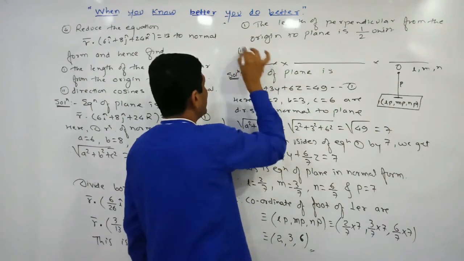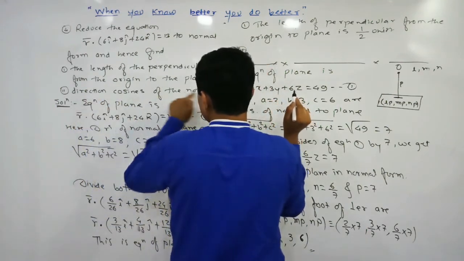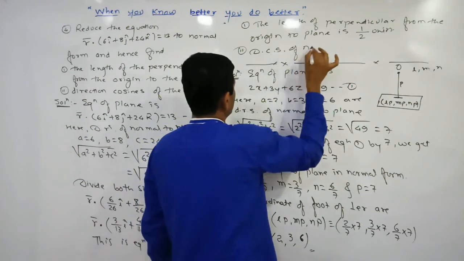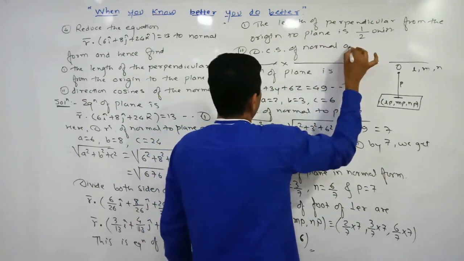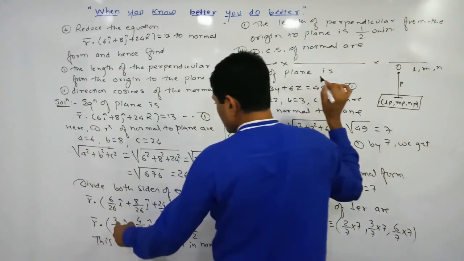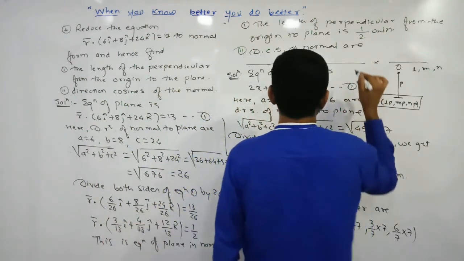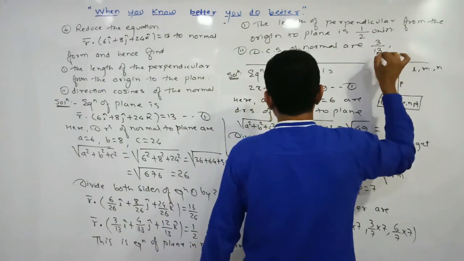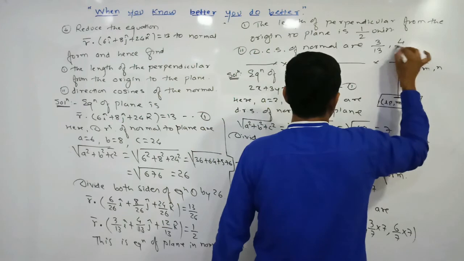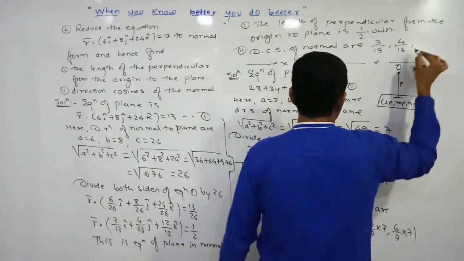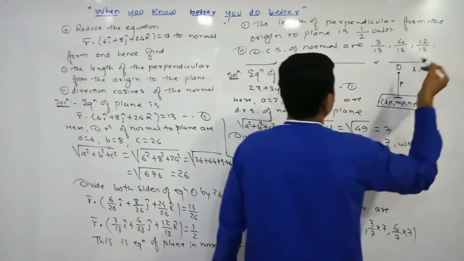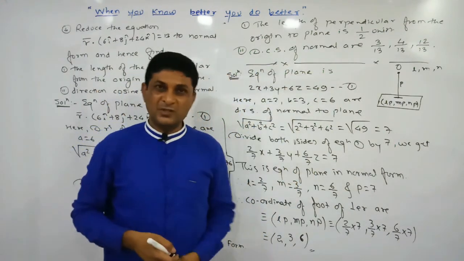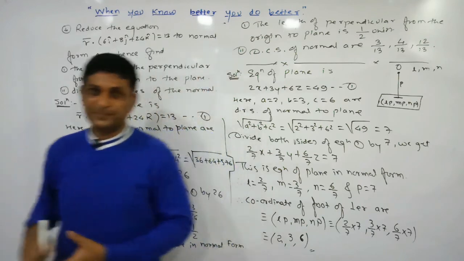Now the second required value is the direction cosines of the normal. The direction cosines of the normal are, what are the coefficients of i cap, j cap, k cap? They are nothing but direction cosines when the equation is in normal form. So 3 upon 13, 4 upon 13, and lastly 12 upon 13. In this way we have got the direction cosines of the normal, which is the second required value.